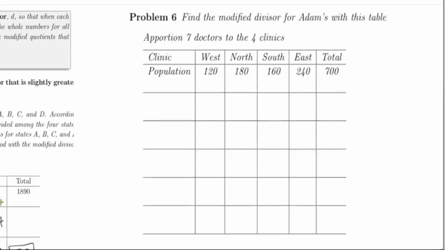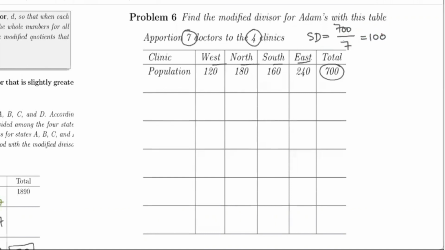Okay, let's do it together. I need your help. You have calculators, so give me some numbers here. The first thing we have to do is the standard divisor. The standard divisor is found by total population over allocated items. Because there are two numbers, it's 7 doctors apportioned to 4 clinics. Some of you probably say here is a 4, but these are 4 clinics. We are apportioning the number of doctors. So the standard divisor is 100.